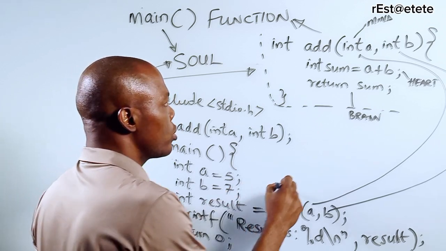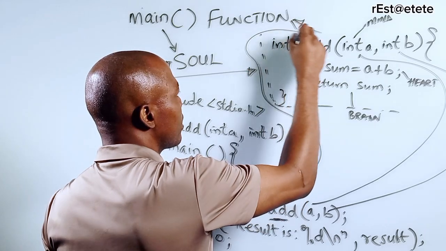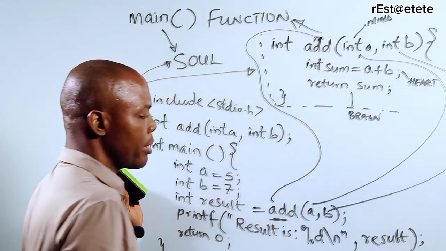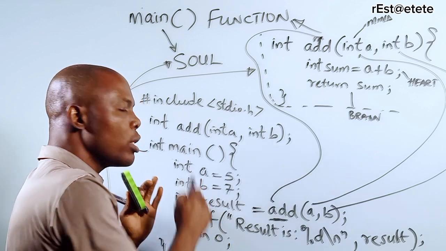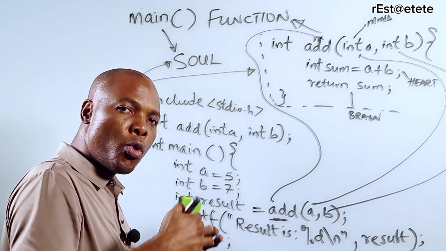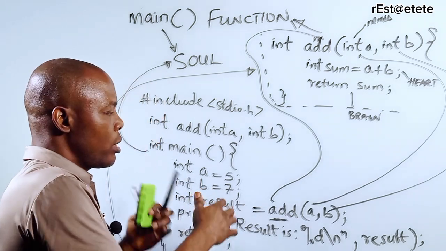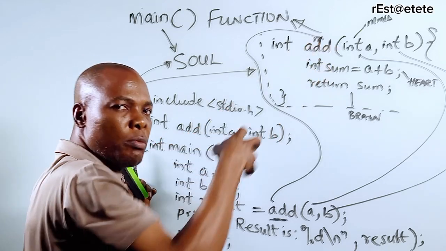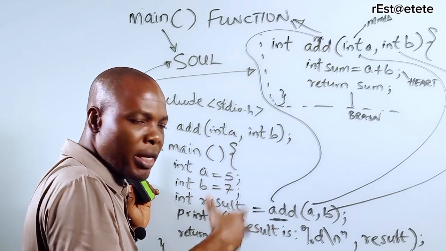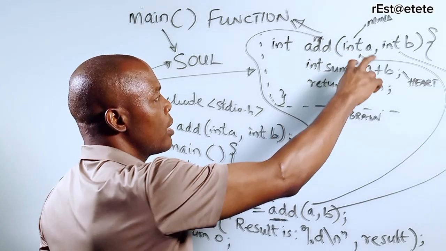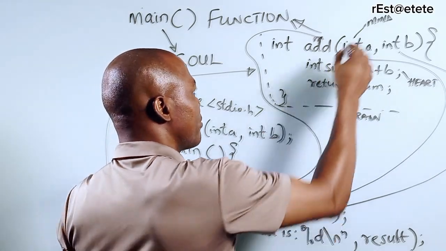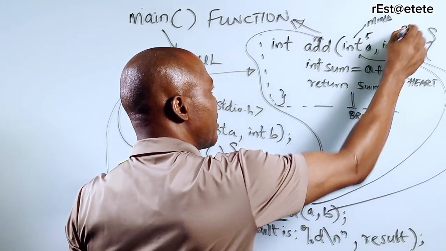control will go to this function. Control will come here, and then this parameter will be supplied. But it is not supplying the original value to this. It is making a copy, a duplicate. It is making a copy of this 5 and the 7 and giving it to this. So 5 will be here, and 7 will be here.